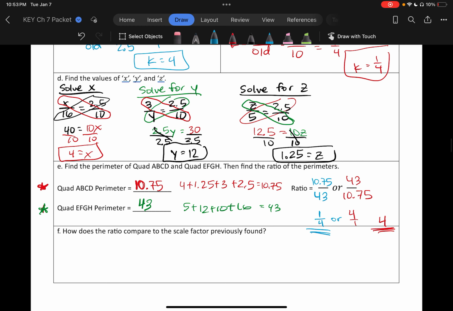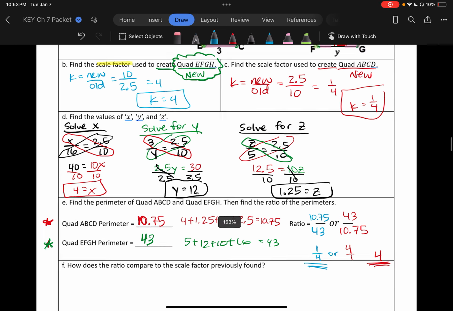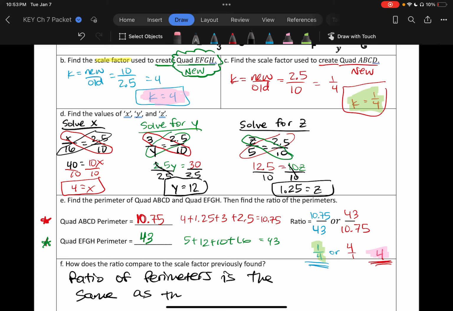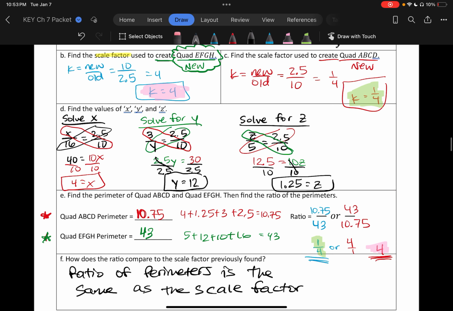Now it's asking you in part F, how does the ratio compare to the scale factor previously found? So, in other words, look at what we got for the scale factor. What do you notice? I mean, I did these in the wrong color, but that's okay. But what do you notice about these scale factors and the ratio of the perimeters? They're the exact same. The ratio of the perimeters is the same as the scale factor. So you can write this here. Ratio of the perimeters is the same as the scale factor. Okay, and that's really the key takeaway from this example.